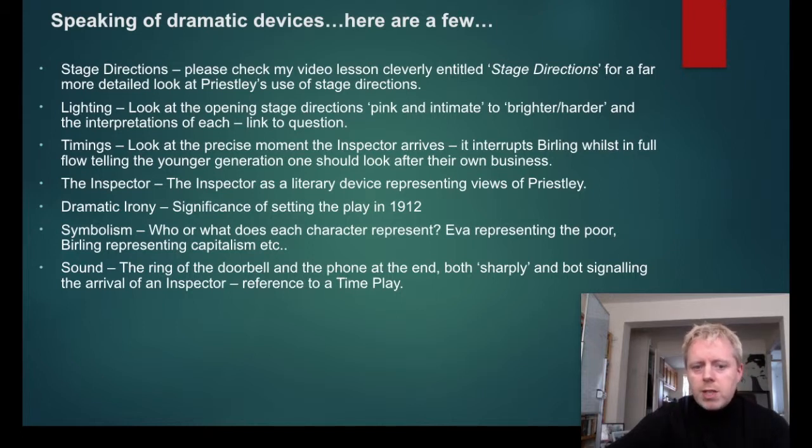Lighting is another dramatic device that Priestley uses. Look at his opening stage directions. He says the lighting at the start should be pink and intimate, but then as soon as the Inspector arrives, it should become brighter, harder.